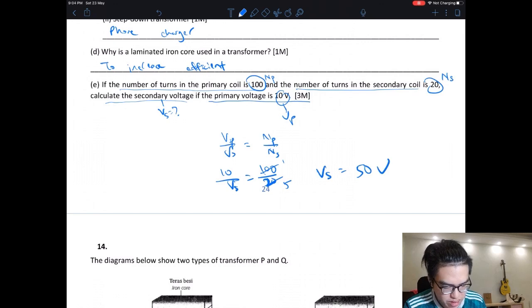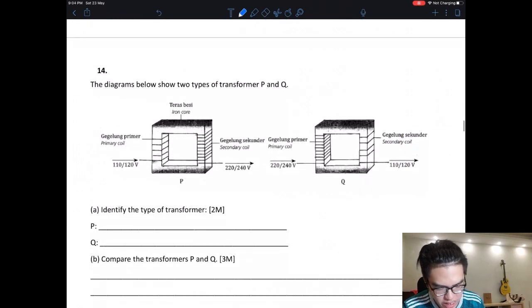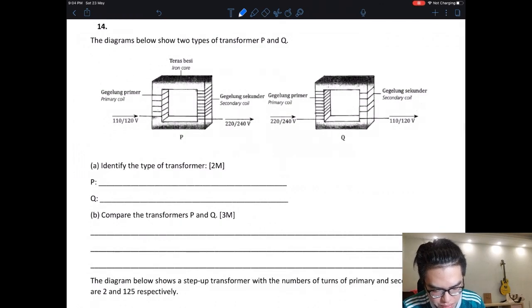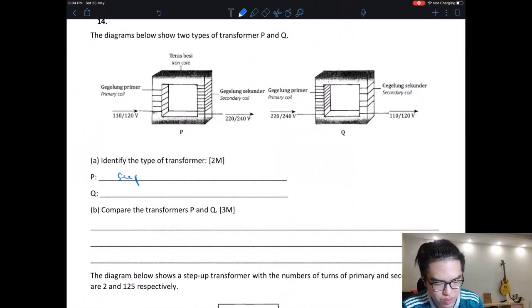So two types of transformer, again, same thing. This is step up because I'm becoming more. This is becoming less, this is step down.